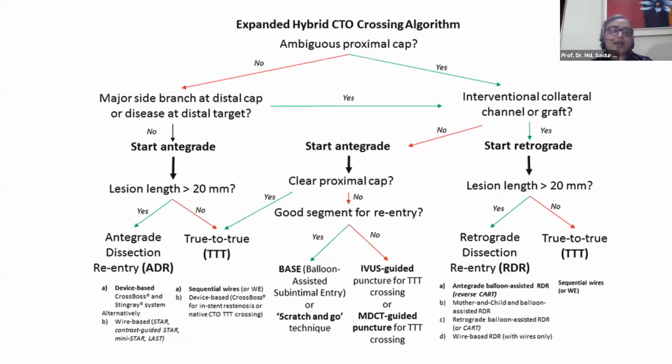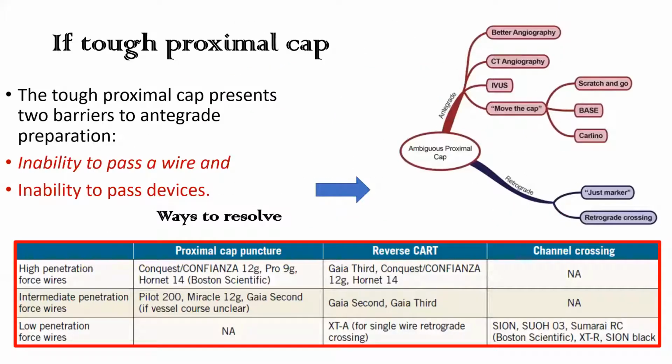So the proximal cap, which we see regularly, presents two barriers to antegrade preparation: inability to pass a wire or inability to pass any device. Ways to resolve this, there is a tree-like approach here: you have to do better angiography. You can also do CT angiography to see how much it is, and you can do IVUS.